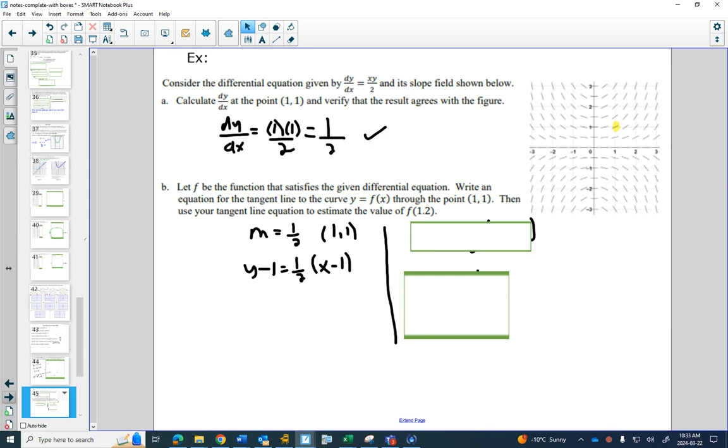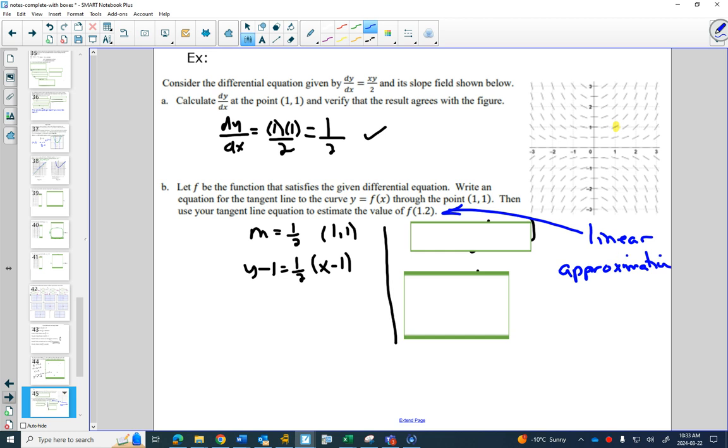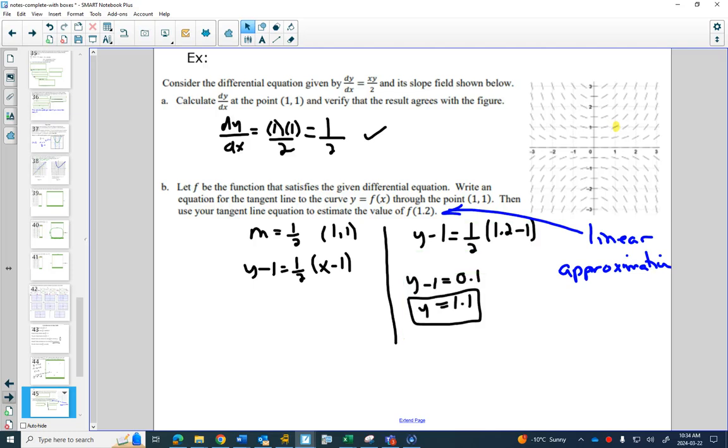Now we're going to use our tangent line to estimate the value of f of 1.2. Do you remember what this was called? I can't remember what unit we did it in, but this is called linear approximation. Linear approximation says that when you zoom into a graph, the tangent line is pretty good at estimating things nearby. So at 1.2, that's really close to 1. If I use my tangent line that I created here and plug in 1.2, this will be a pretty good estimate. Not perfect, but a pretty good estimate.